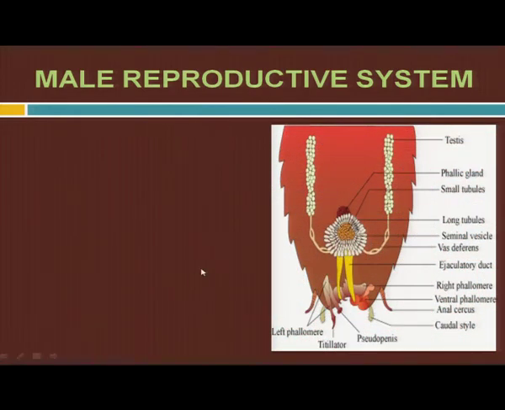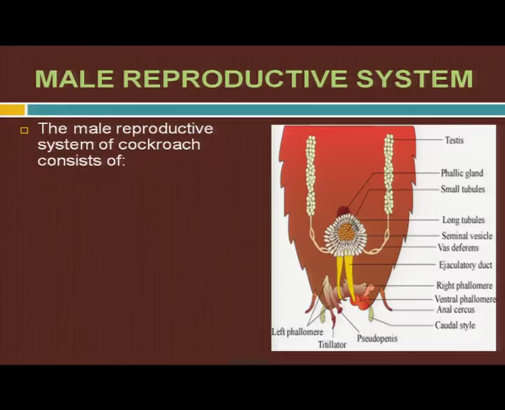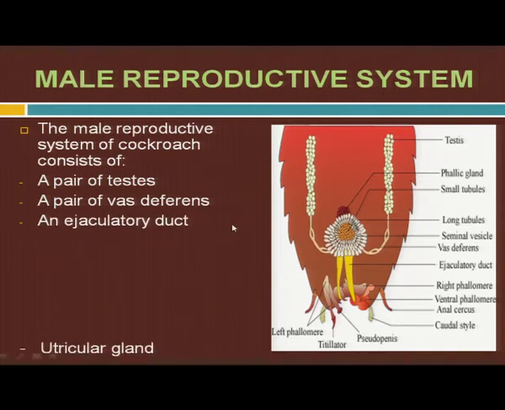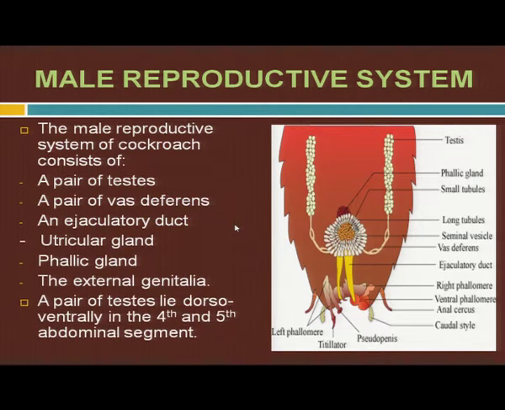So, you can see in this diagram, this is the male reproductive system. Earlier we have discussed the location of the male reproductive system, the parts which are involved. In a cockroach, the male reproductive system consists of a pair of testes, a pair of vas deferens, an ejaculatory duct, utricular gland, phallic gland, the external genitalia. These are the different parts of the male reproductive system of a cockroach.